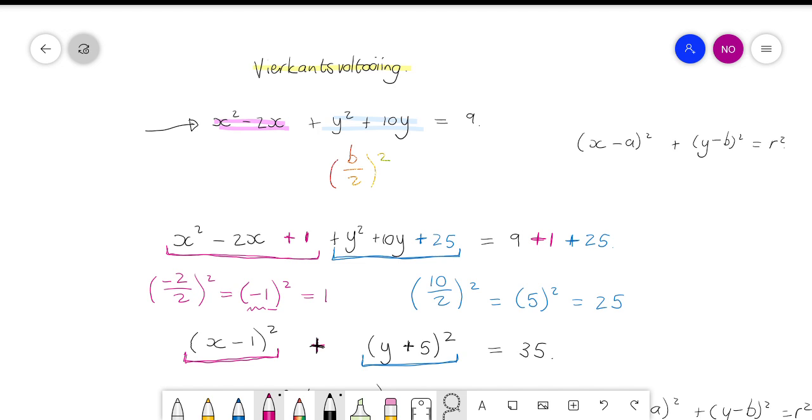Okay, so by completing the squares and writing it as a bracket squared plus a bracket squared, we now have the midpoint of the circle and we have the radius of the circle.